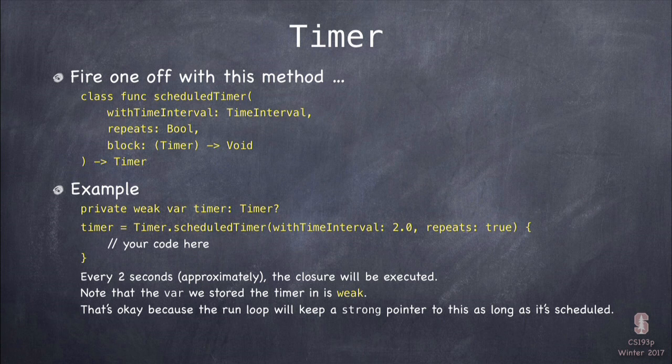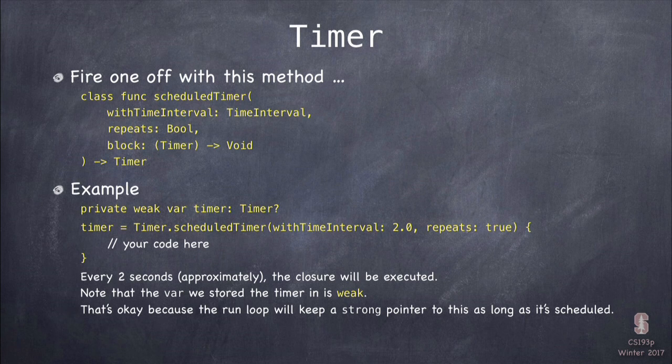Okay? Now, one thing to note about this little example here is notice my timer is weak. Okay, see that weak? Why do I make that timer weak? Well, when I schedule this timer and it puts it on the run loop, the run loop is going to grab a strong reference to it. So I don't need a strong reference to it. And in fact, if I make my reference weak, then when this run loop is done with it, when this thing finally stops running, my timer var there will be set to nil. Perfect, exactly what I want, because there's really no use to having a pointer to this timer if it's not running anymore.